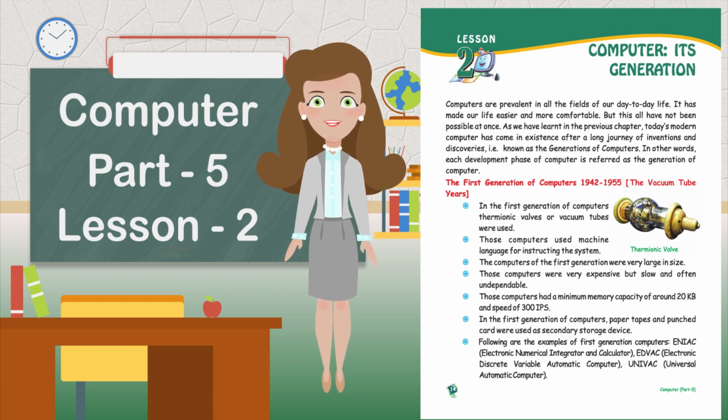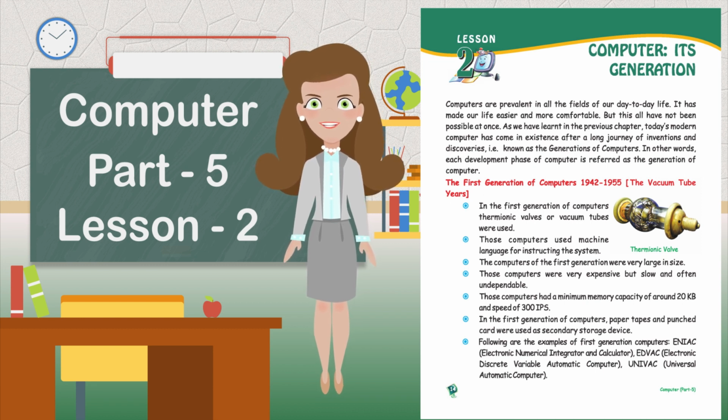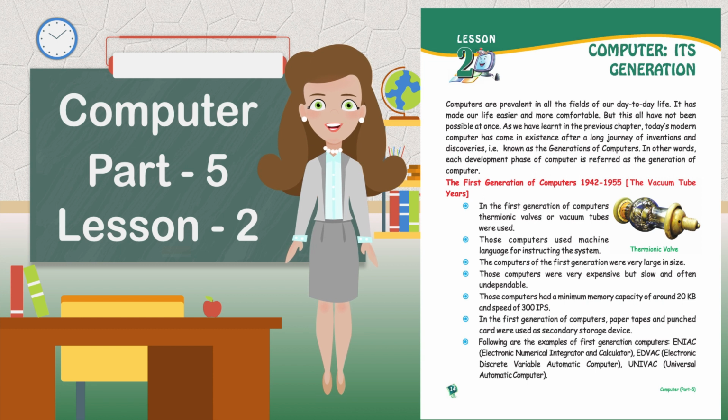Those computers were very expensive, but slow and often undependable. Those computers had a minimum memory capacity of around 20 KB and speed of 300 IPS. In the first generation of computers, paper tapes and punched cards were used as secondary storage devices. Following are the examples of first generation computers.